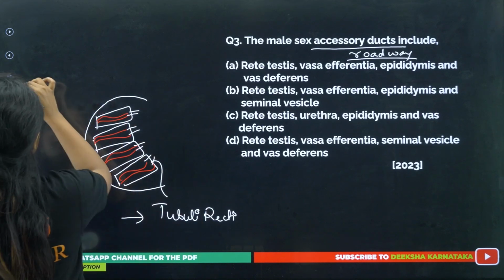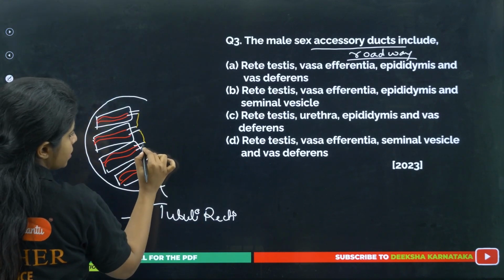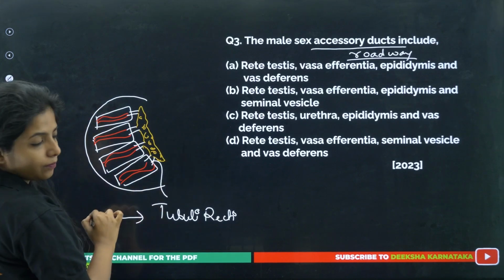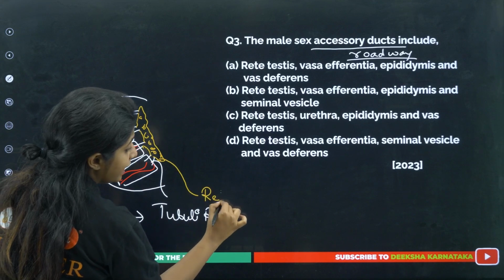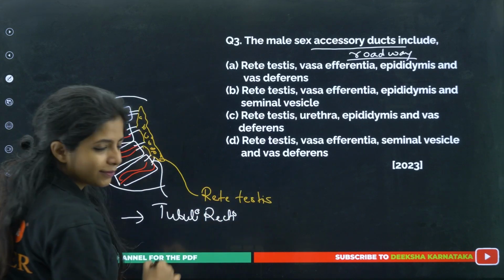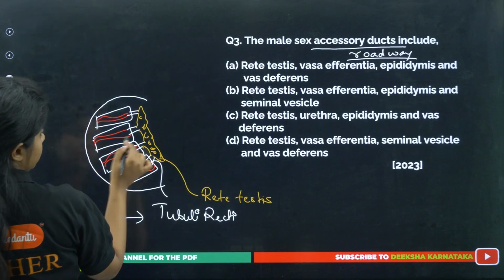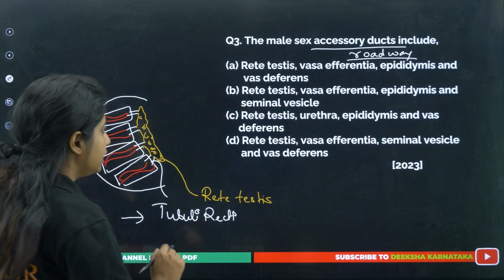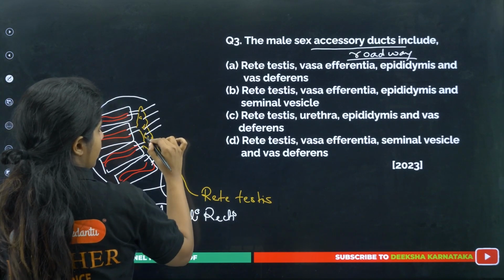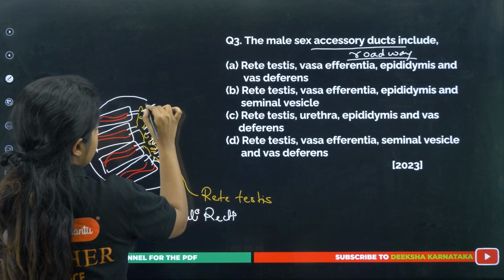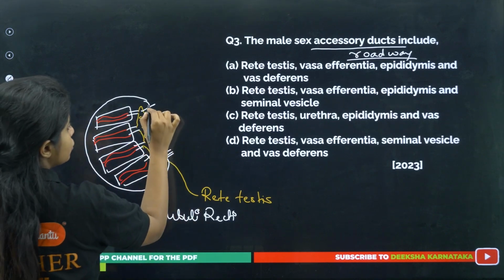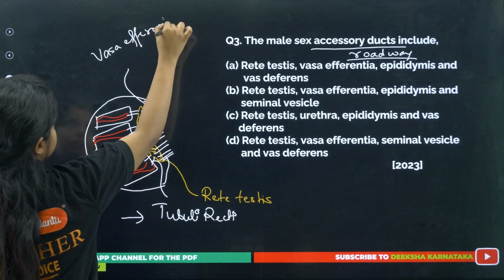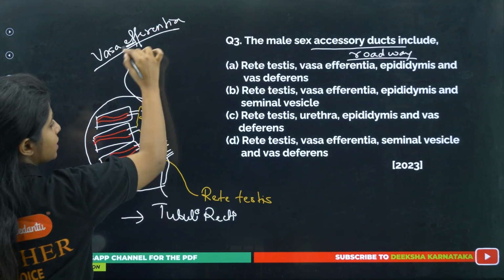Now the tubuli recti will be coming together to form a meshy structure like this, which is also acting as a duct, and this is known as rete testis. Now everything is happening in the testis, right? Now the sperms want to actually move out of the testis. For that, they need another duct, another accessory duct which will finally help the sperm to move out, and this duct is known as vasa efferentia. E for exit. You can remember like that.